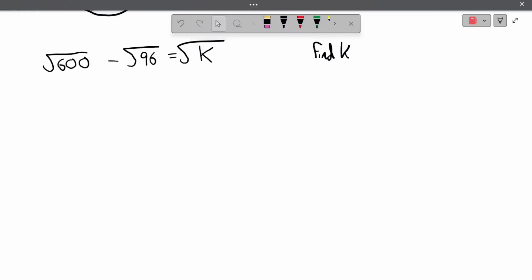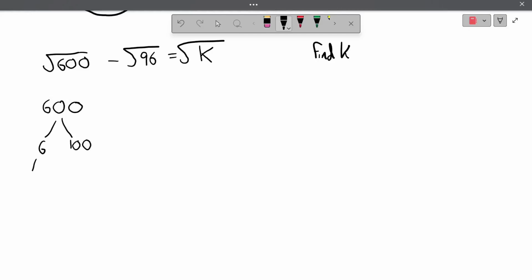So here we have the square root of 600 minus the square root of 96 equals the square root of k. Find k. So if we have something like 600, what can be quite easy, first of all, is we're going to split this up into 6 and 100.